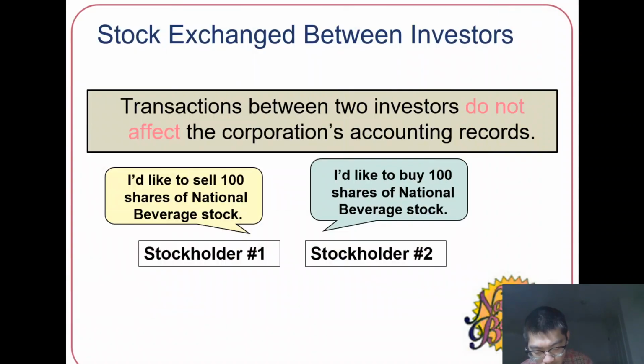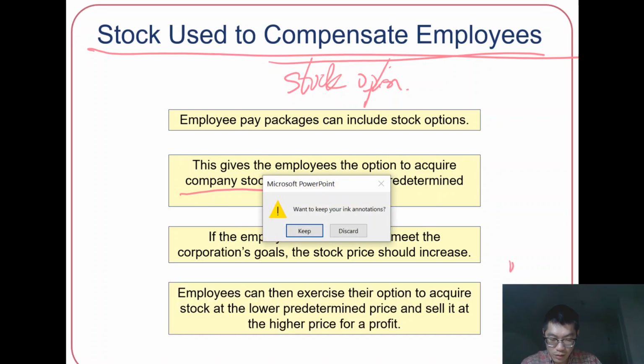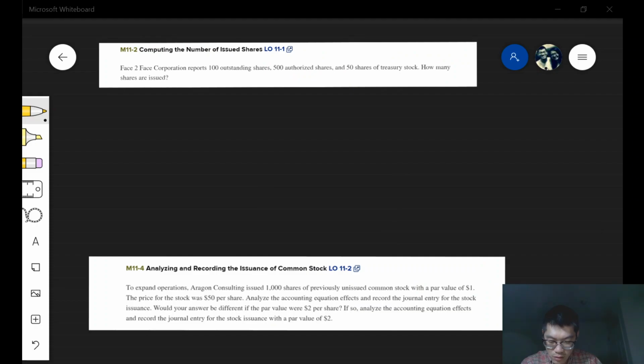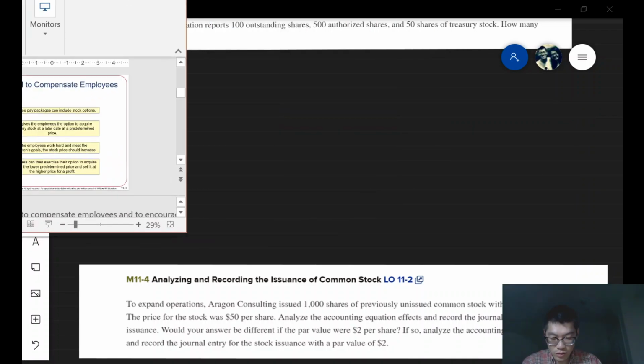One more thing before this, on the balance sheet. I'm going to show you something.